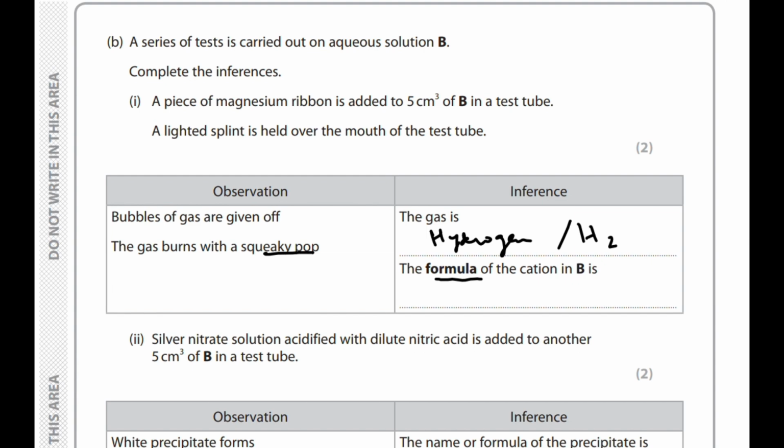Cation is a positively charged ion. So what can be the cation? You need to write its formula. So it's the hydrogen ion.